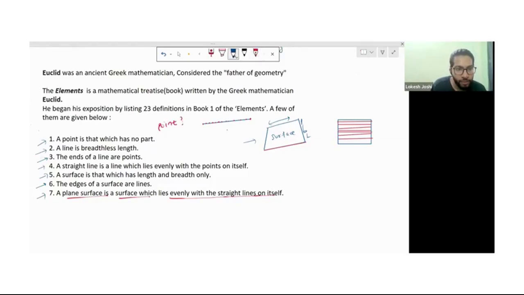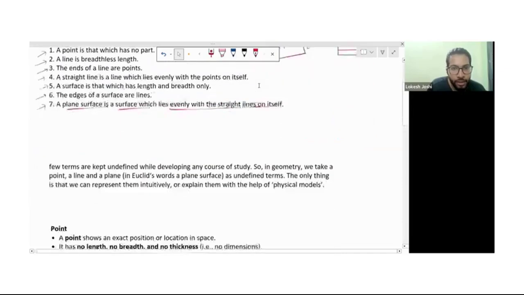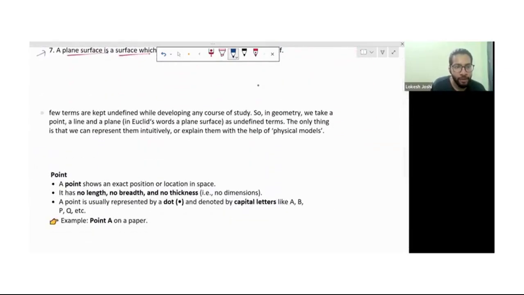If we use all these points, can you define what a point actually is? The honest answer is no. That's a problem we face after studying these points. Continuing this way, a few terms are kept undefined while developing any course of study. For geometry, some basic terms, like points, are undefined.